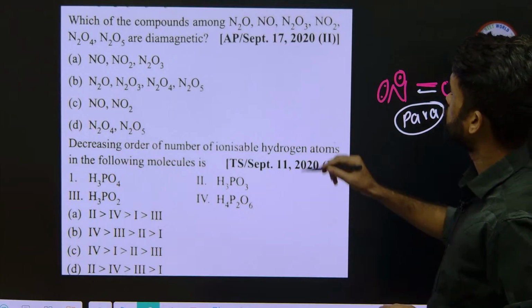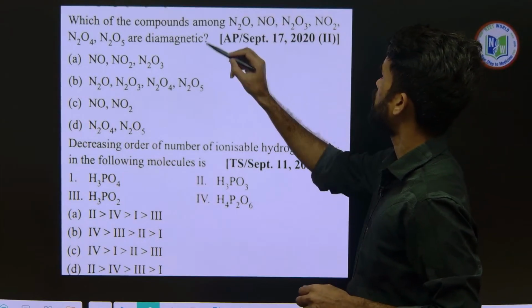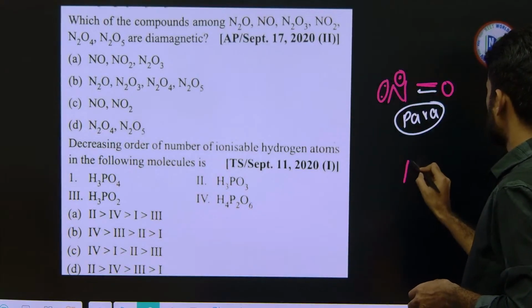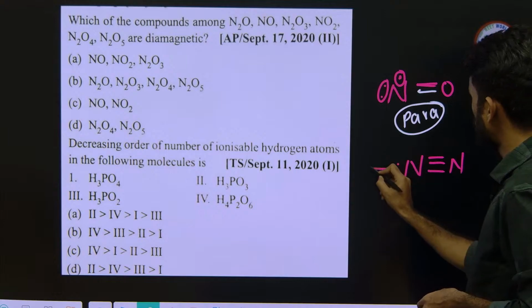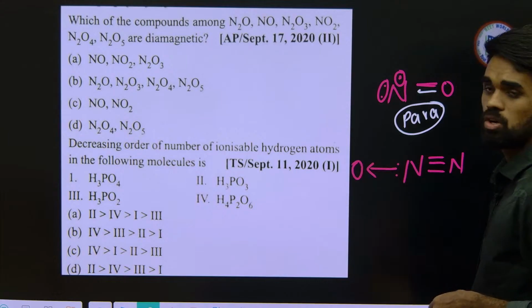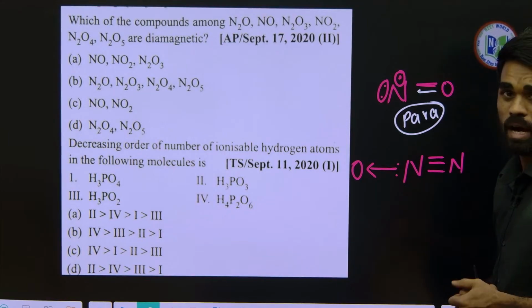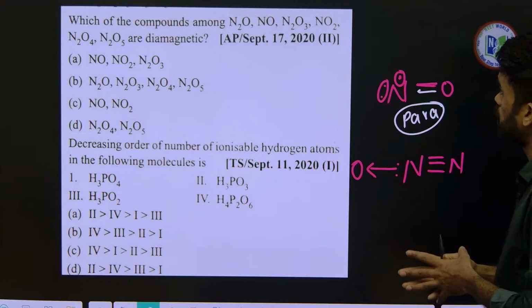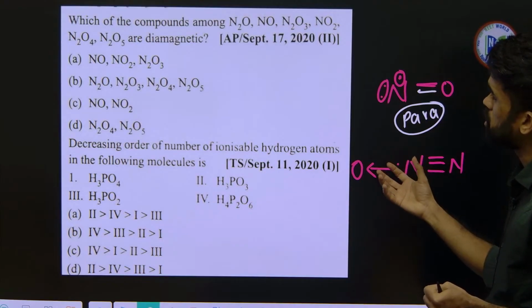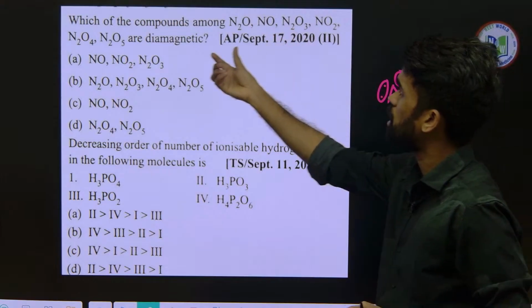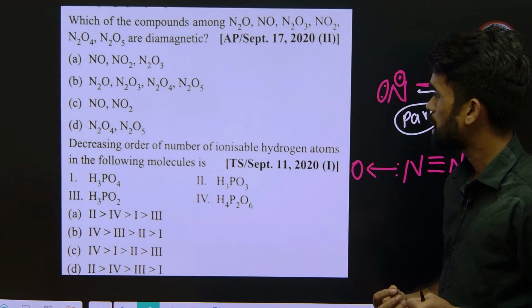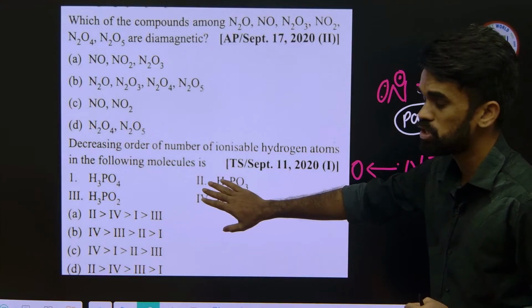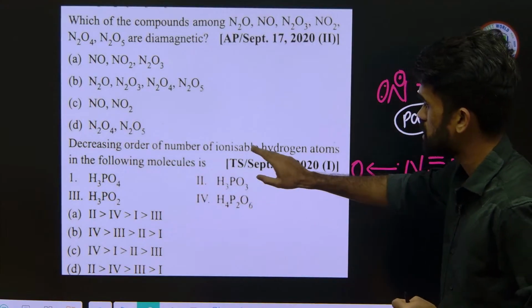Like this, you have NO here, and next, what about N2O? Yes, N triple bond N I can write, and this lone pair can be given to the oxygen. So it will not be paramagnetic because all electrons are paired here, it is diamagnetic. So based on this approach, you can try it for other options also, and let me know your answer in the chat box.